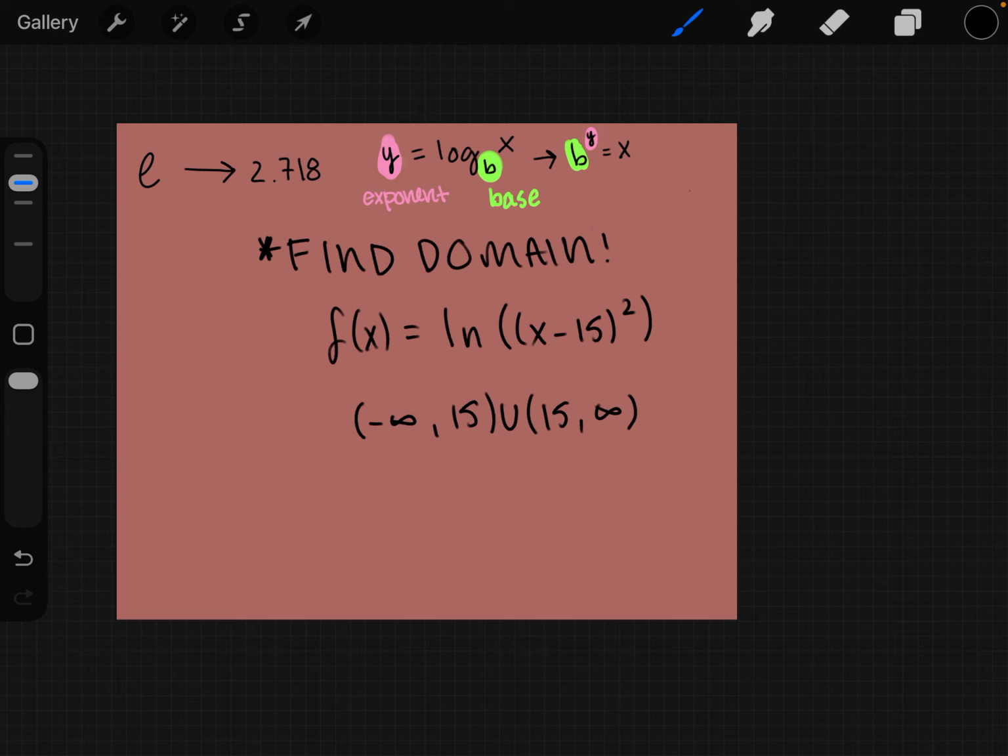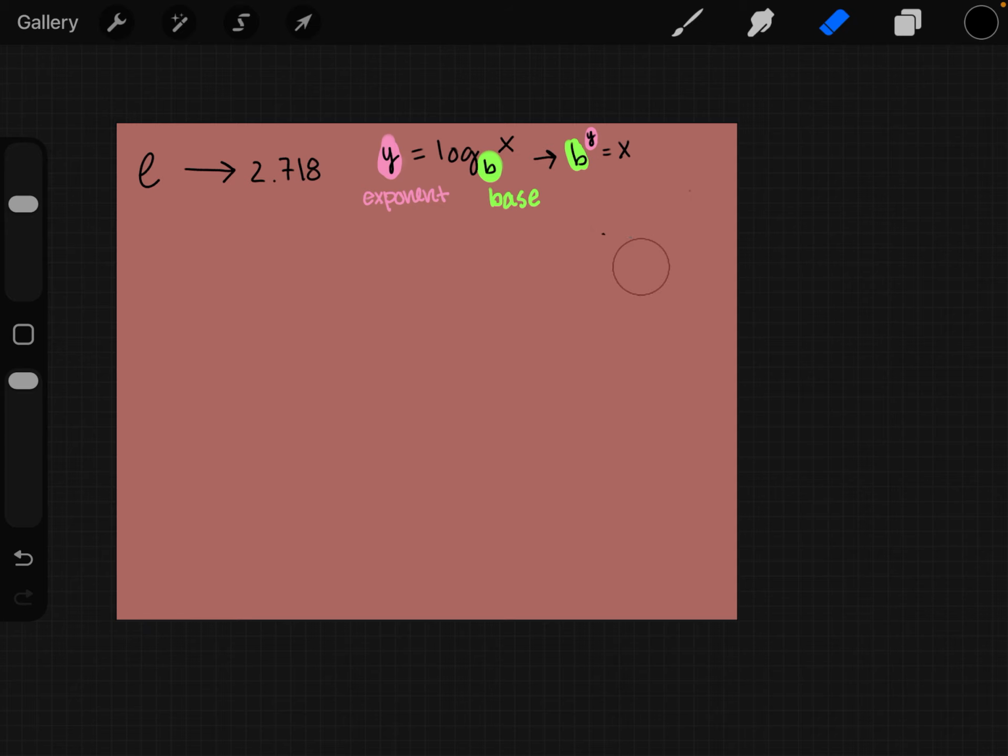because even if you had a negative value in there, even if you had -1 minus 15, so you had -16 squared, anything squared is going to cancel the negative and end up positive. So really, the only thing we need to exclude is 15. And that is how you find domains of logarithmic functions. Okay, what's next?